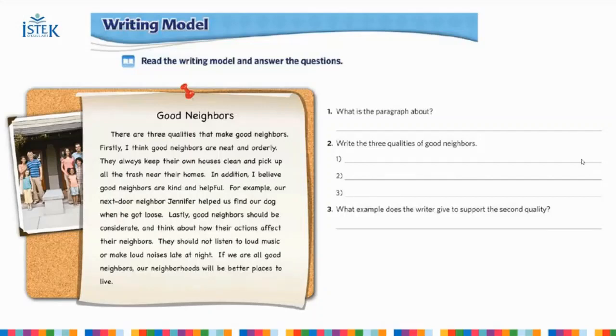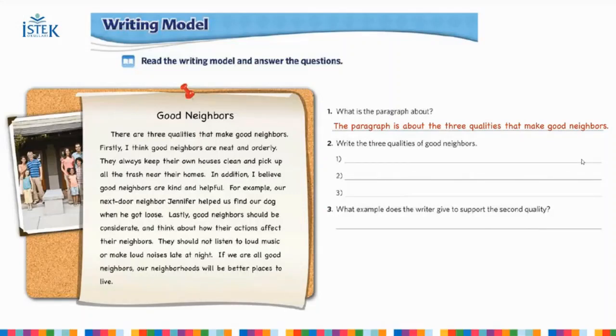Let's have a look on the topic sentence here. There are 3 qualities that make good neighbors. So, the paragraph is about the 3 qualities that make good neighbors. Question number 2. Write the 3 qualities of good neighbors.